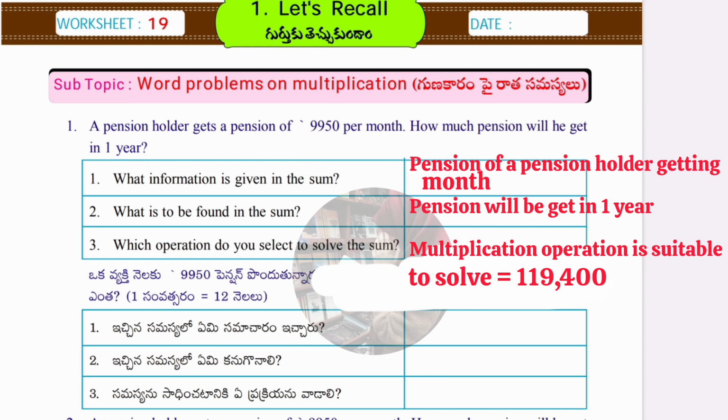So given amount is 9,950. This is per month. If we have to find out for a year, we have to multiply by 12. Then we'll get 1,19,400. Okay, this is the amount per year we get. Okay, let's see the second sum.